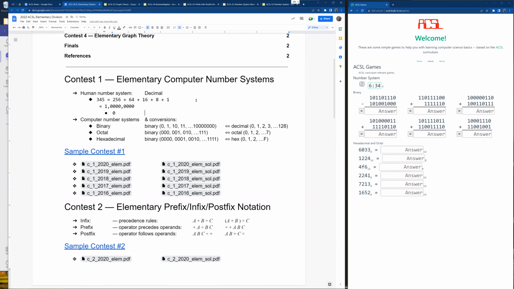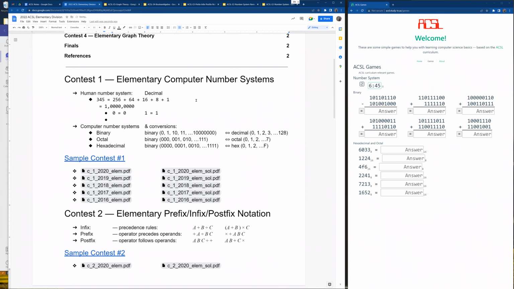So 0 is 0, 1 is 1, and 2 is 1 0, and then 4 is 1 0 0, and it goes on. So every time you double in binary, the number becomes one digit longer. You add a 0.